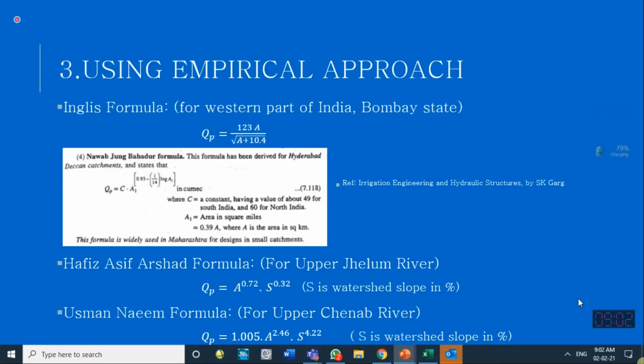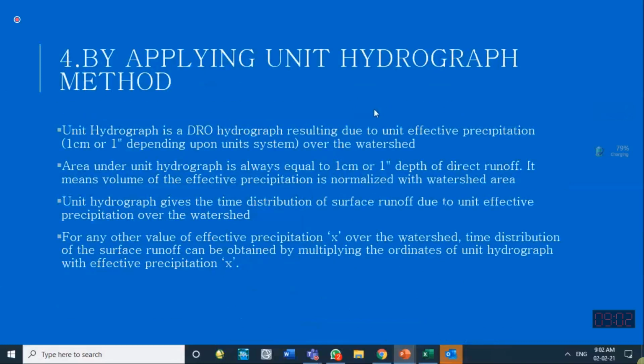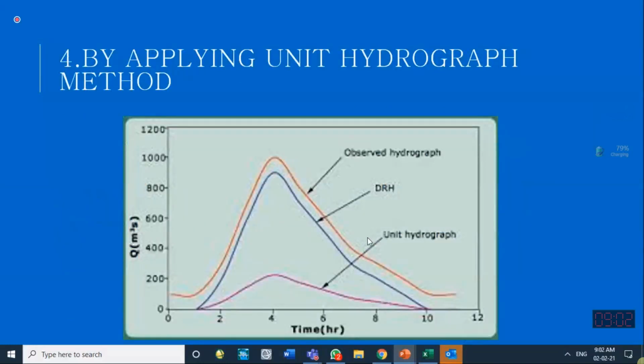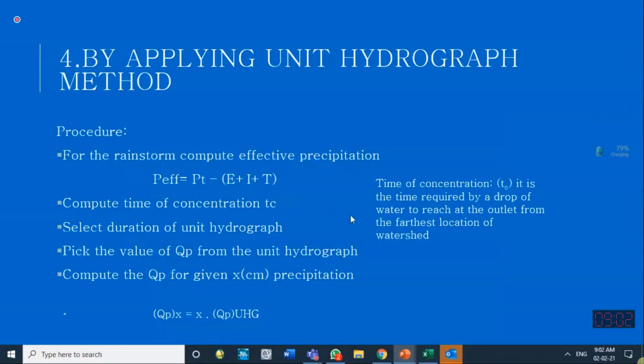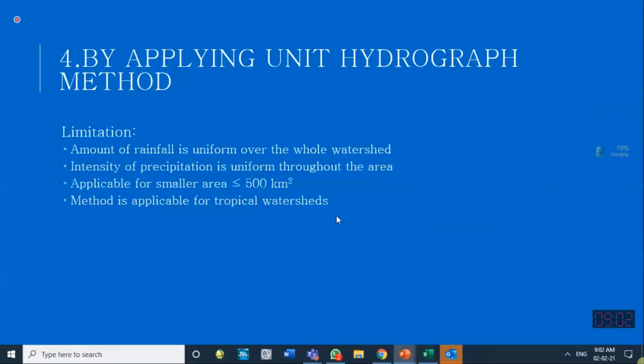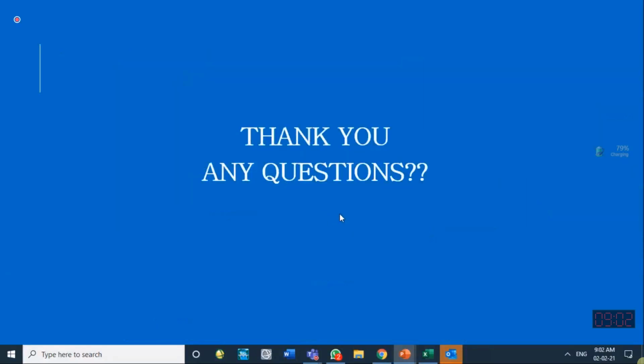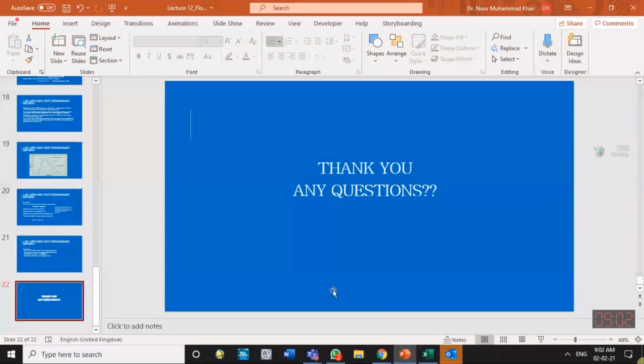If it is in the upper part of the Chenab River, you can use this method. If it is a big area, then other methods like unit hydrograph you can use to estimate the peak flood, or you can use the frequency distribution method. And after the break, I will tell you how to calculate the frequency of different flood events. So have a 5-minute break and we can continue over here.